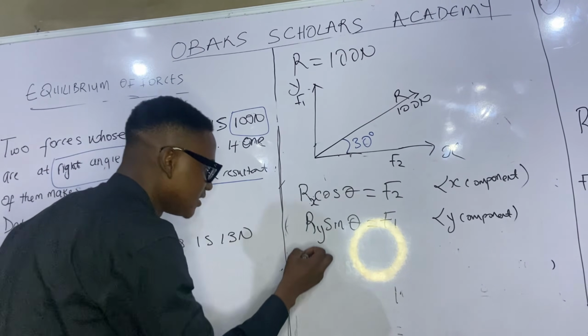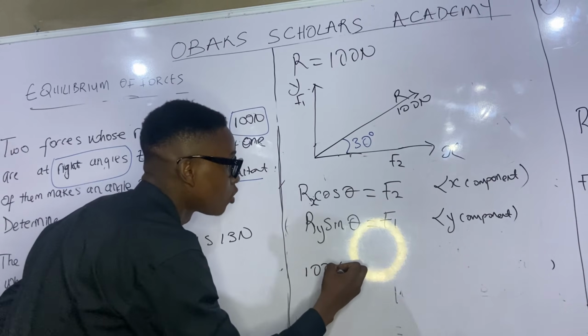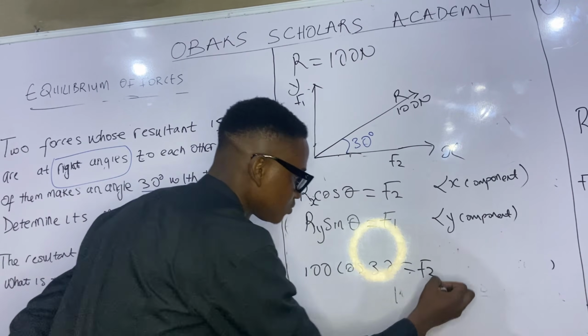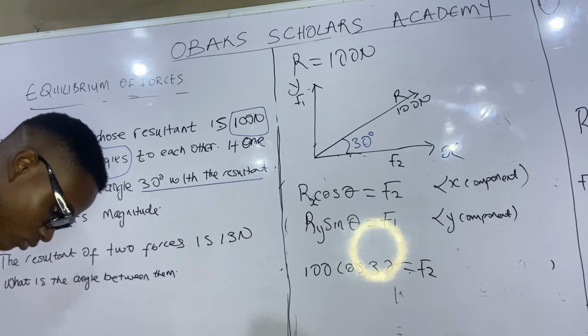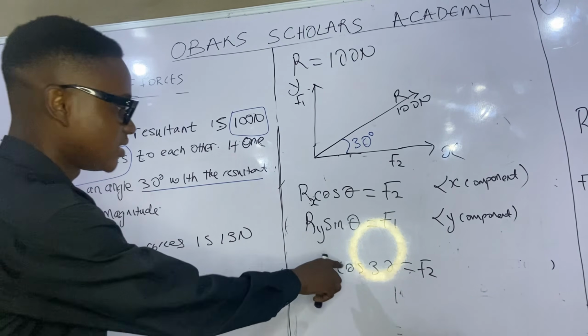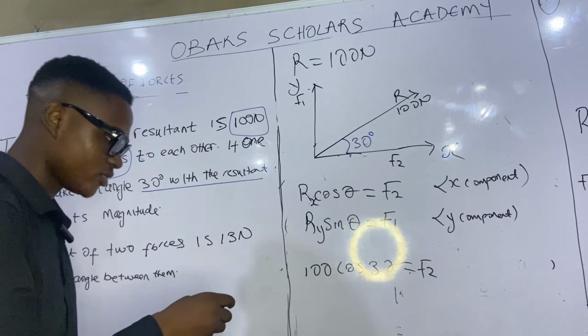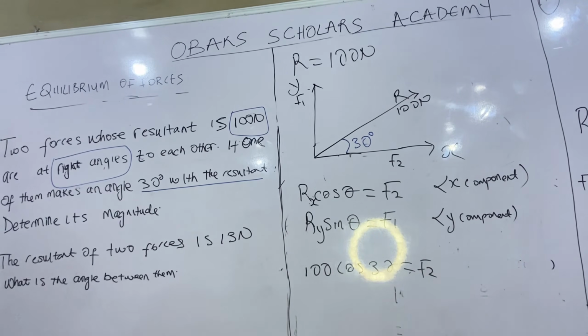So 100 cos 30 will give us F2. Is that simple? 100 cos 30 will give us F2, and cos 30 should give us 0.866 thereabouts.